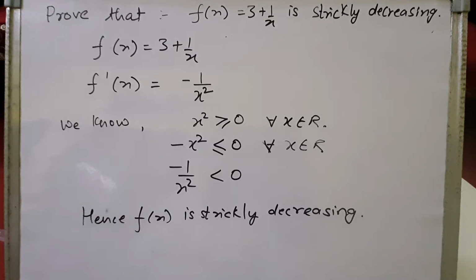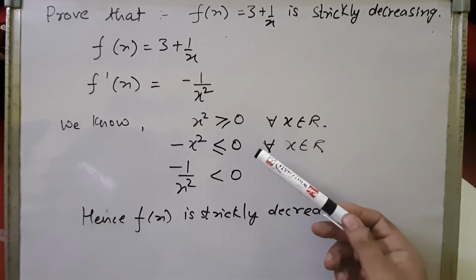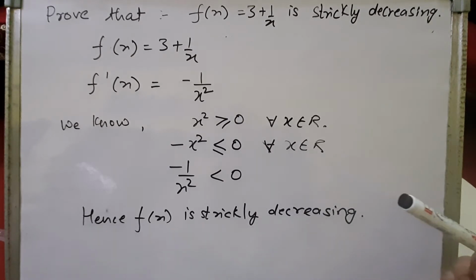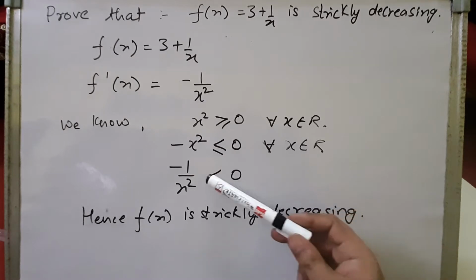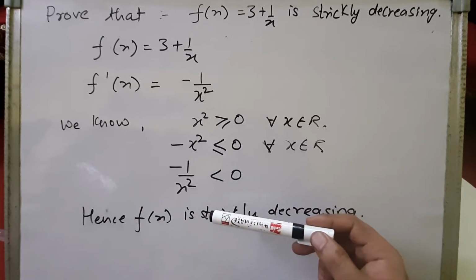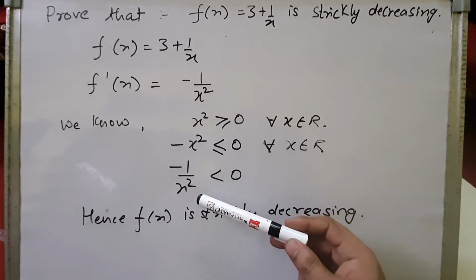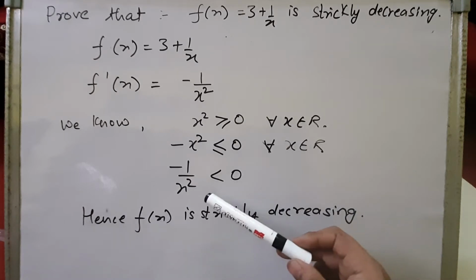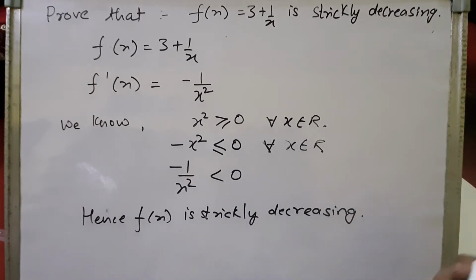So if we multiply minus sign both sides, we'll get minus x square less than or equal to 0 for all real values of x, right? And when we do the reciprocal, you know that x cannot be equal to 0, because this whole term will become not defined. So the value of minus 1 upon x square will be less than 0, right, children?